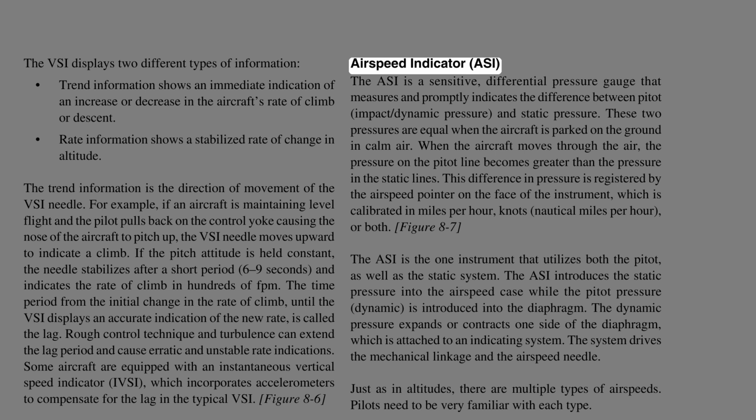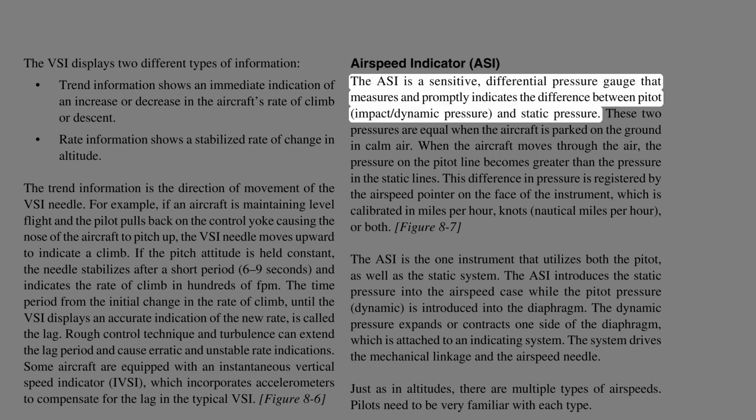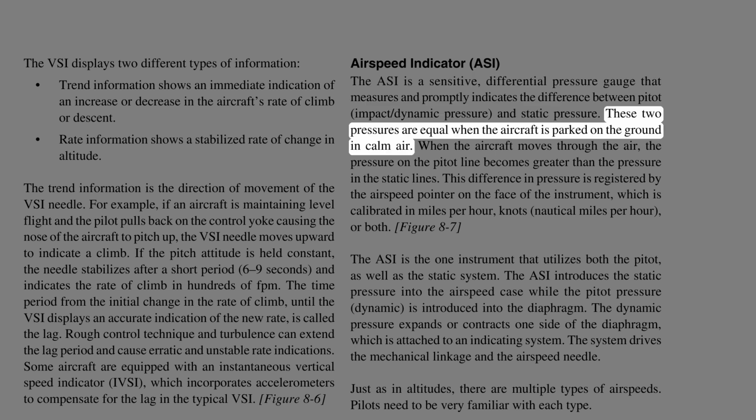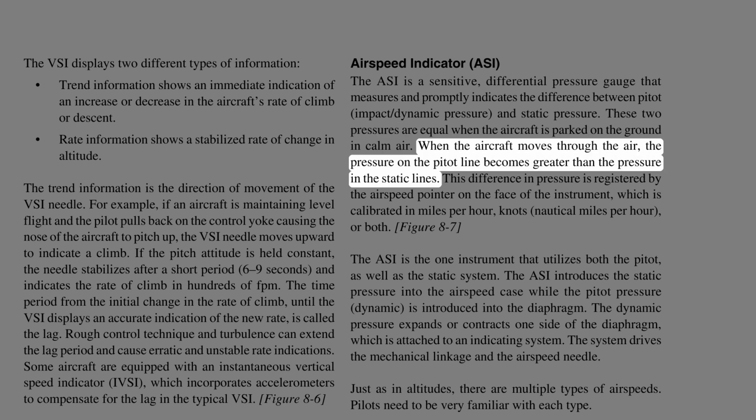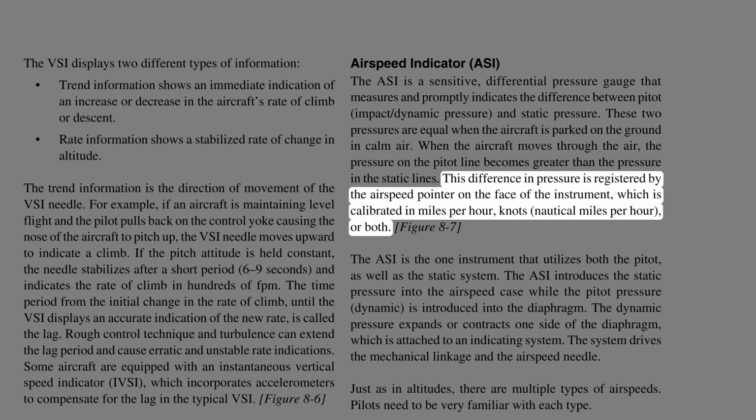Airspeed Indicator. The airspeed indicator is a sensitive, differential pressure gauge that measures and promptly indicates the difference between pitot impact, dynamic pressure, and static pressure. These two pressures are equal when the aircraft is parked on the ground in calm air. When the aircraft moves through the air, the pressure on the pitot line becomes greater than the pressure in the static lines. This difference in pressure is registered by the airspeed pointer on the face of the instrument, which is calibrated in miles per hour, knots, nautical miles per hour, or both.